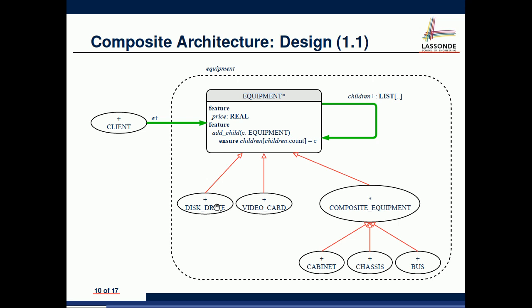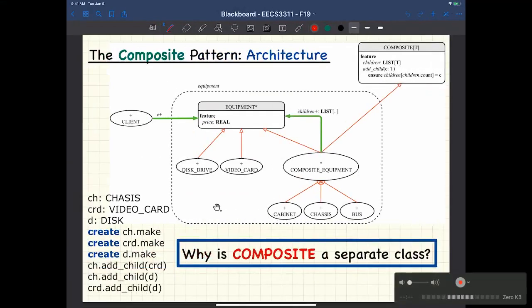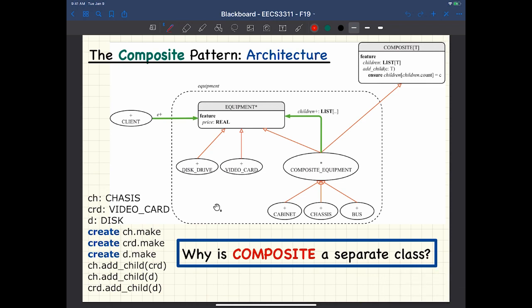Let's have a look. So this is pretty much where we ended up. So that's the composite pattern here. Let's just go over the architecture very quickly, and then we have to consider a very important question. Now if you look at that, we still have the equipment class at the top, and also we have a price feature. So every equipment has a price. Doesn't matter whether it's a disk drive or a cabinet, every equipment has a price.